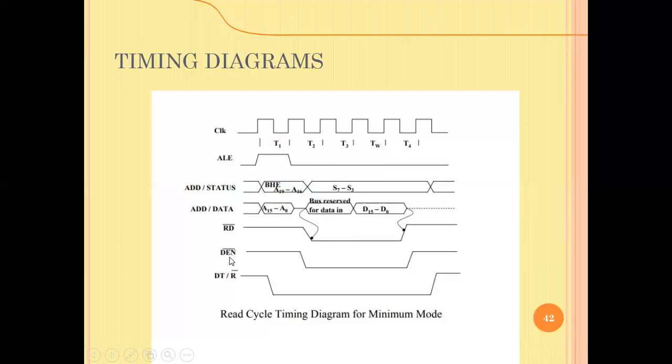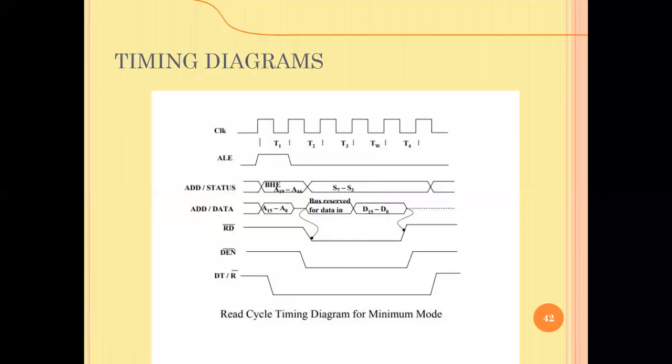At this time only the data can be enabled, the data can be readable. At the same time, as we are using a transceiver, that transceiver should be in the receiving mode, then only the data can be readable. Therefore DT/R bar is also active low, hence it should also be low. And one more thing, DEN bar, nothing but data enable. Even though RD bar is low and DT/R bar is low, if you don't make DEN bar low, the data cannot be validated, and hence this is made low to validate the data.